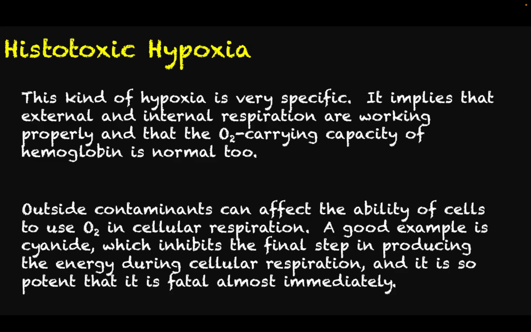So outside contaminants can affect the ability of cells and tissues to use oxygen during cellular respiration. A very good but very extreme example of this is cyanide, which is a poison that inhibits the final step in cellular respiration that produces the energy that we need in order for our cells to function properly.